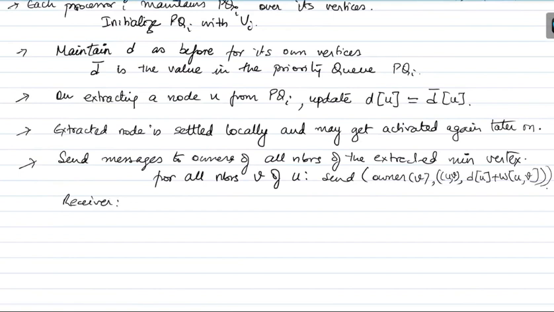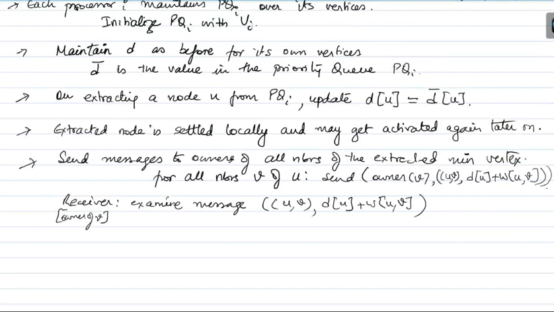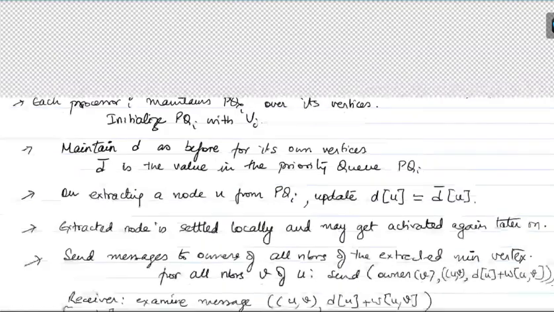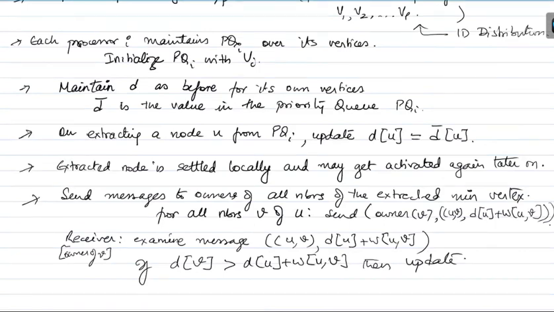So what is the receiver going to do? The receiver will examine the message. The message it receives is (U, V), and it also receives this distance. The receiver is the owner of V. So what is he going to do? He's basically going to check if the current distance he has for V is greater than D of U plus W of UV, and if so, update. Clear? Any questions till this stage? So that's basically the strategy we are going to do, and we'll write the pseudocode for this.